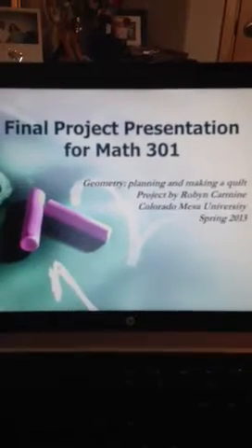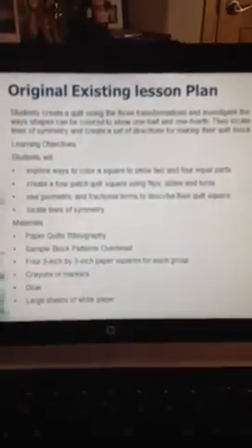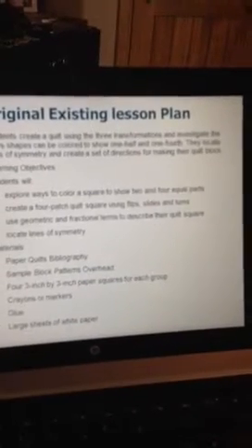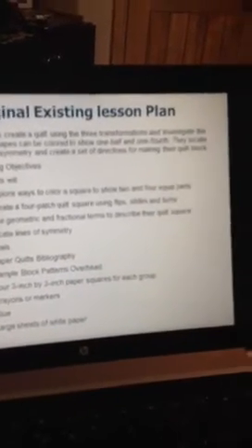So I did my project on geometry. The lesson plan that I originally used was called Planning and Making a Quilt. The original existing lesson plan was students creating a quilt using 3 transformations and investigating ways shapes can be colored to show 1/2 and 1/4.